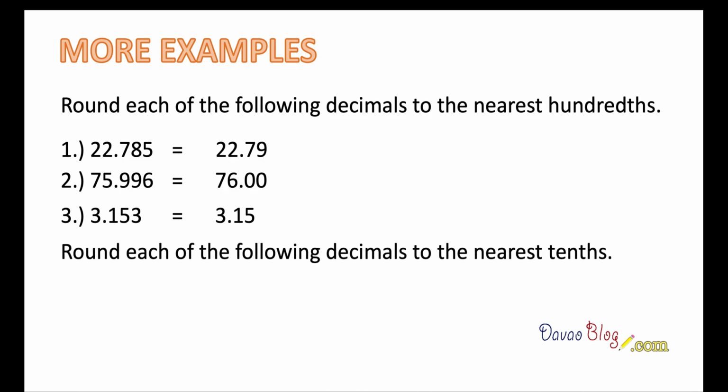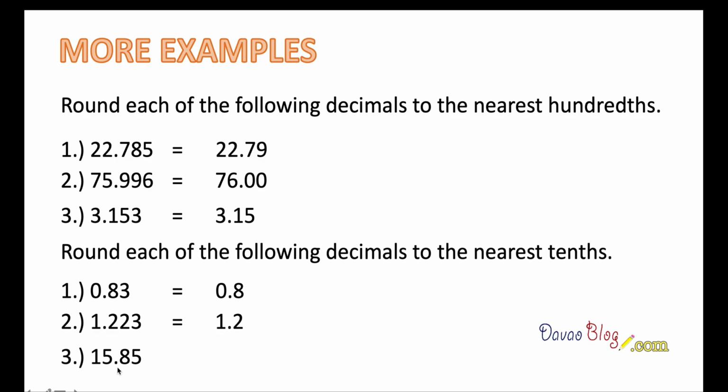So for this, round each of the following decimals to the nearest tenths. Okay, number 1. We have 0.83. What are we looking for? The tenths. So from the decimal point, the next number to the right is tenths. So what is the right number of the tenths? It is 3. If the number is 3, we retain the number. So it's 0.8. Next, number 2. 1.223 is equal to, the next number after the tenths is 2. So we retain. So the answer is 1.2.